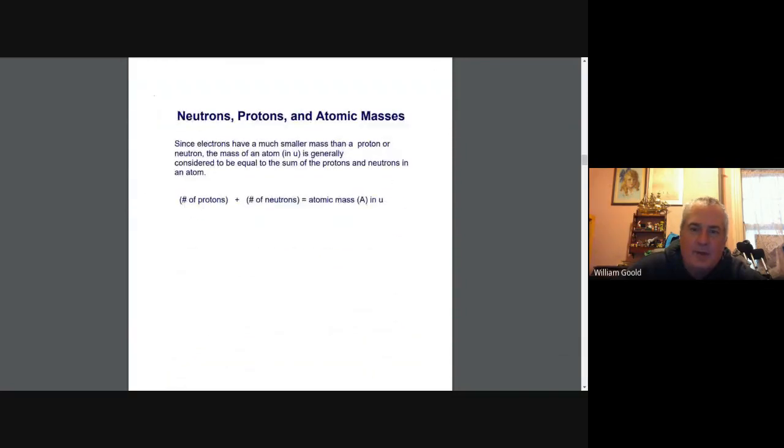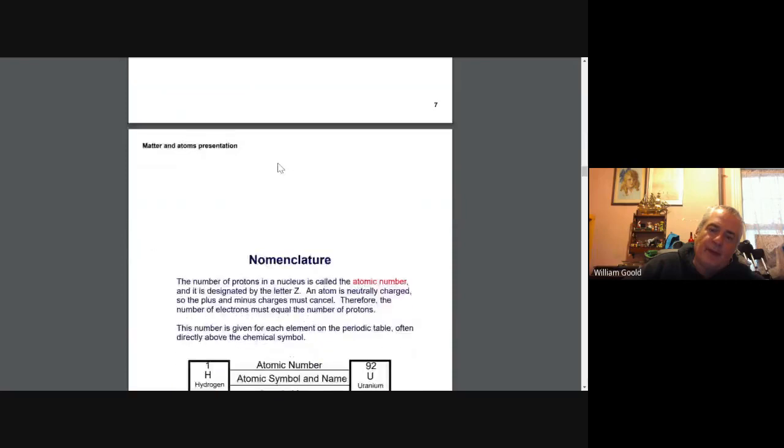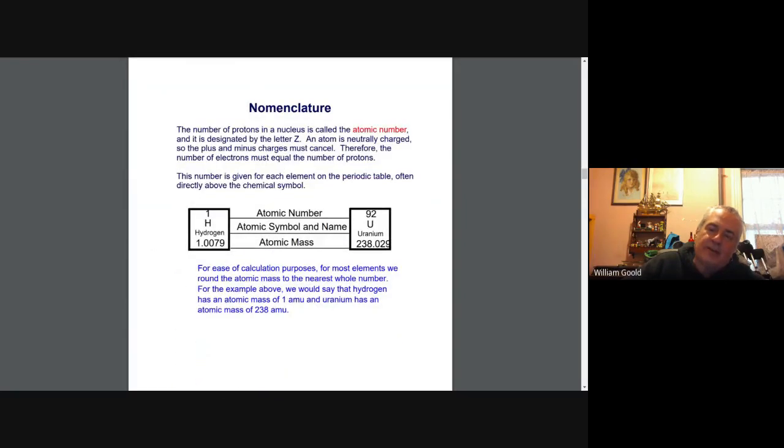Now, neutrons, protons, and atomic mass. Atomic mass is representative of the mass of an atom. Since electrons are so small, we don't care. So to figure out the mass of an atom, we add the number of protons and neutrons, giving each proton and neutron a mass of 1. Therefore, to find the atomic mass, you take the number of protons, add it to the number of neutrons, and you'll get the atomic mass. Now, take a look at your periodic table.